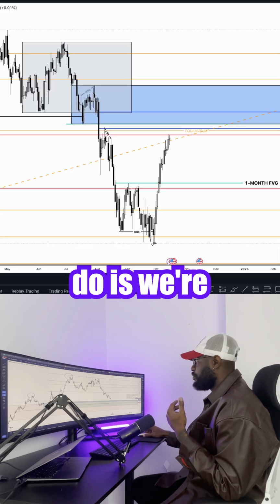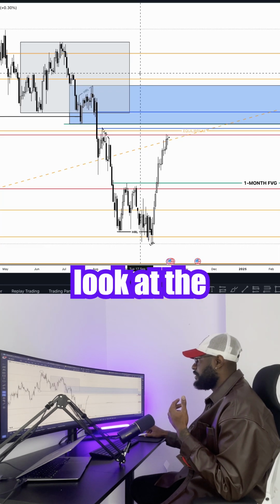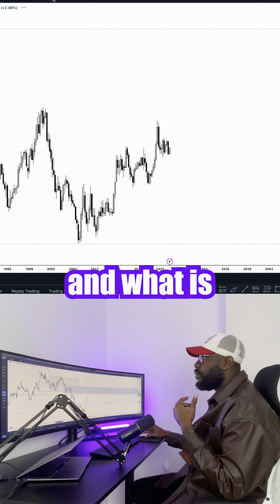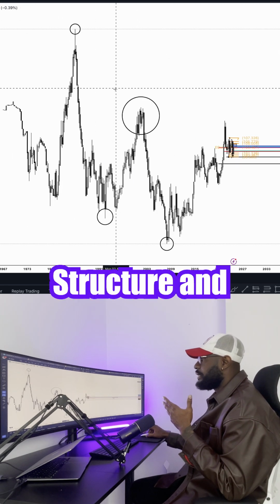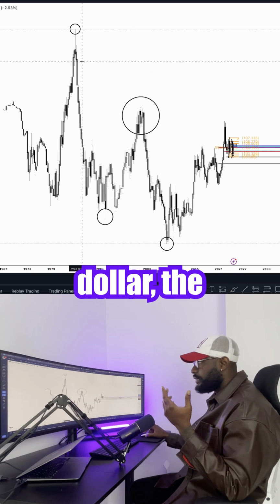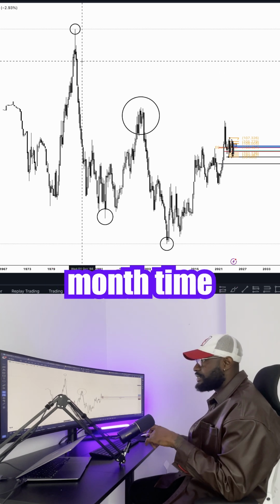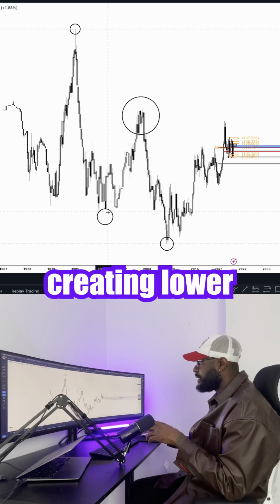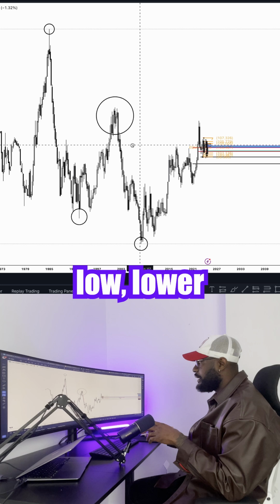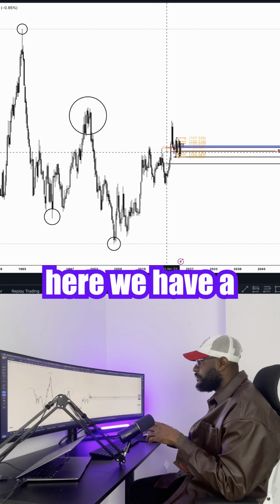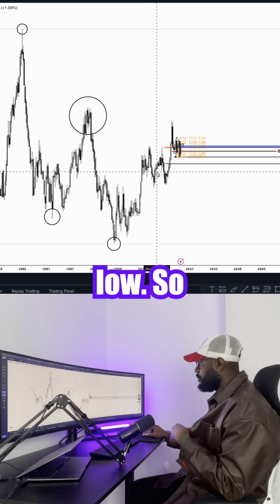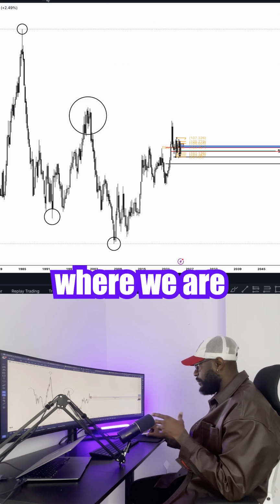The first thing we're going to do is look at the dollar. Where are we in the marketplace, and what is the overall market structure? So far on the dollar, on the 3-month, 6-month, and 12-month time frames, market structure is consistently creating lower highs, lower lows, lower high, and right here we'll have a lower low. So we're still within the range, lower high and lower low. There's no telling what the market is going to do where we are right now.